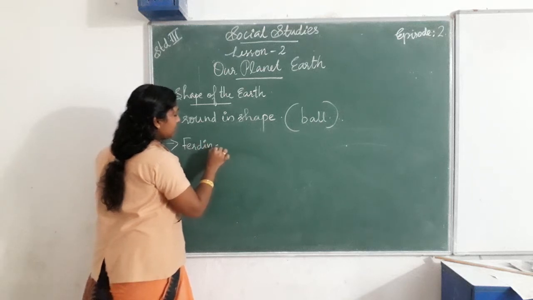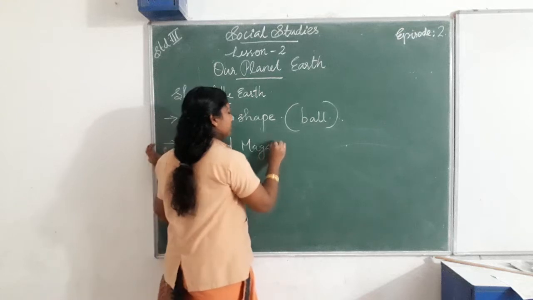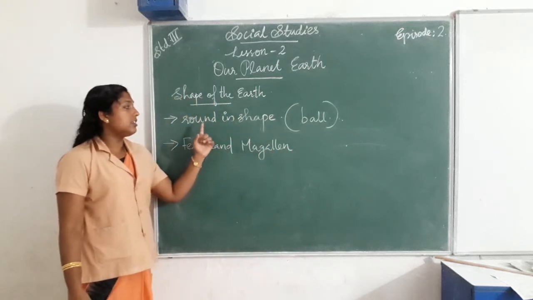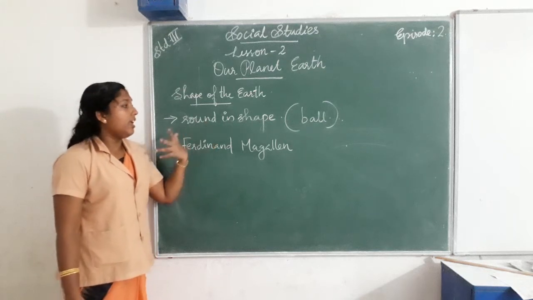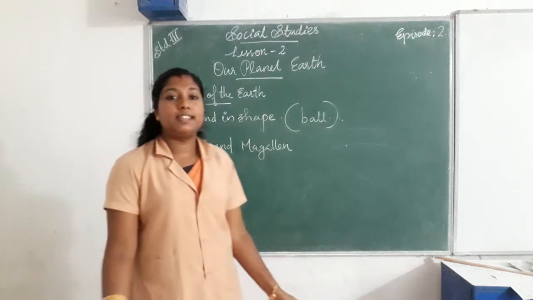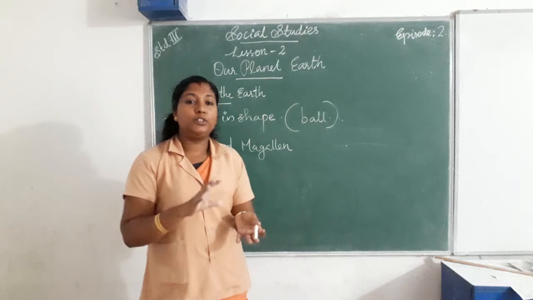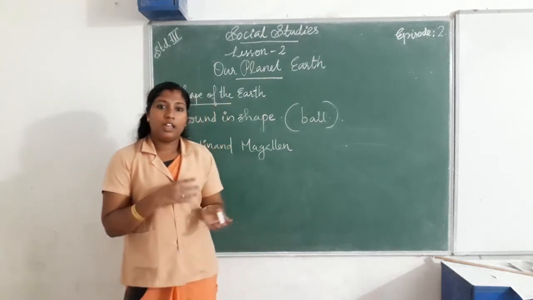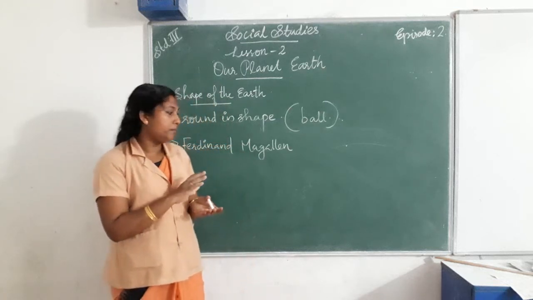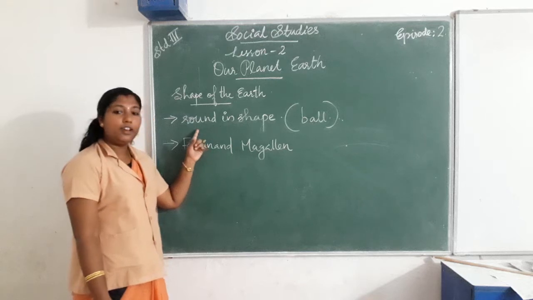Ferdinand Magellan discovered Earth is round in shape. He sailed in his ship from one point, then he moved around the Earth and came back to that point. So he found that the Earth is round in shape.